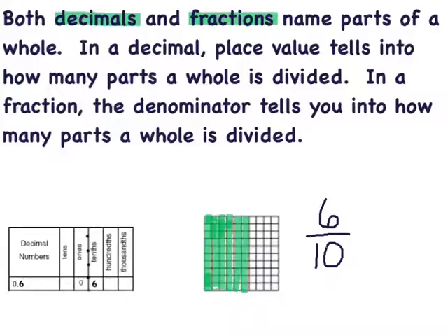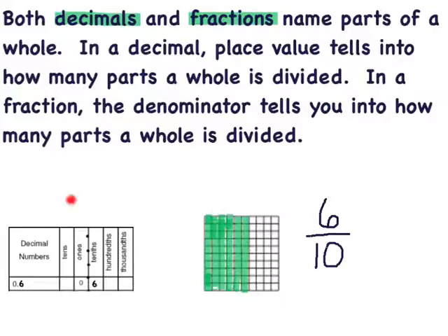Now we're talking about converting decimals to fractions. Both decimals and fractions name parts of a whole. The difference is that in a decimal, the place value tells you into how many parts a whole is divided.